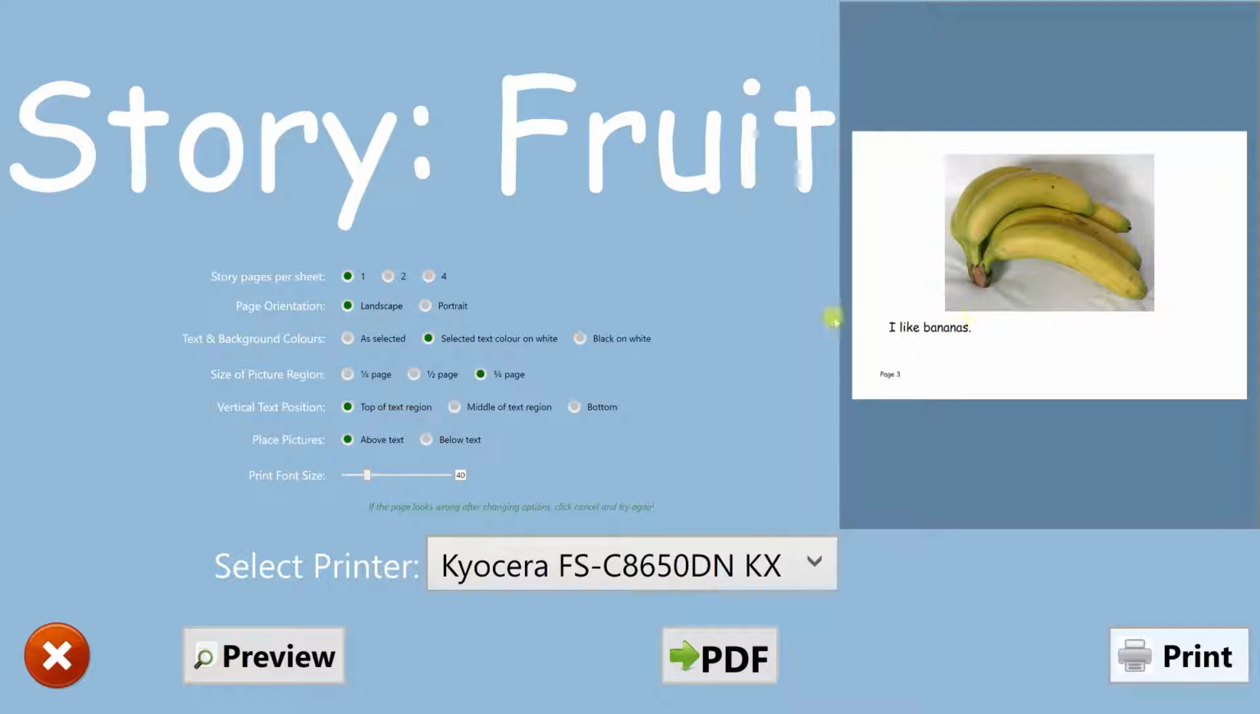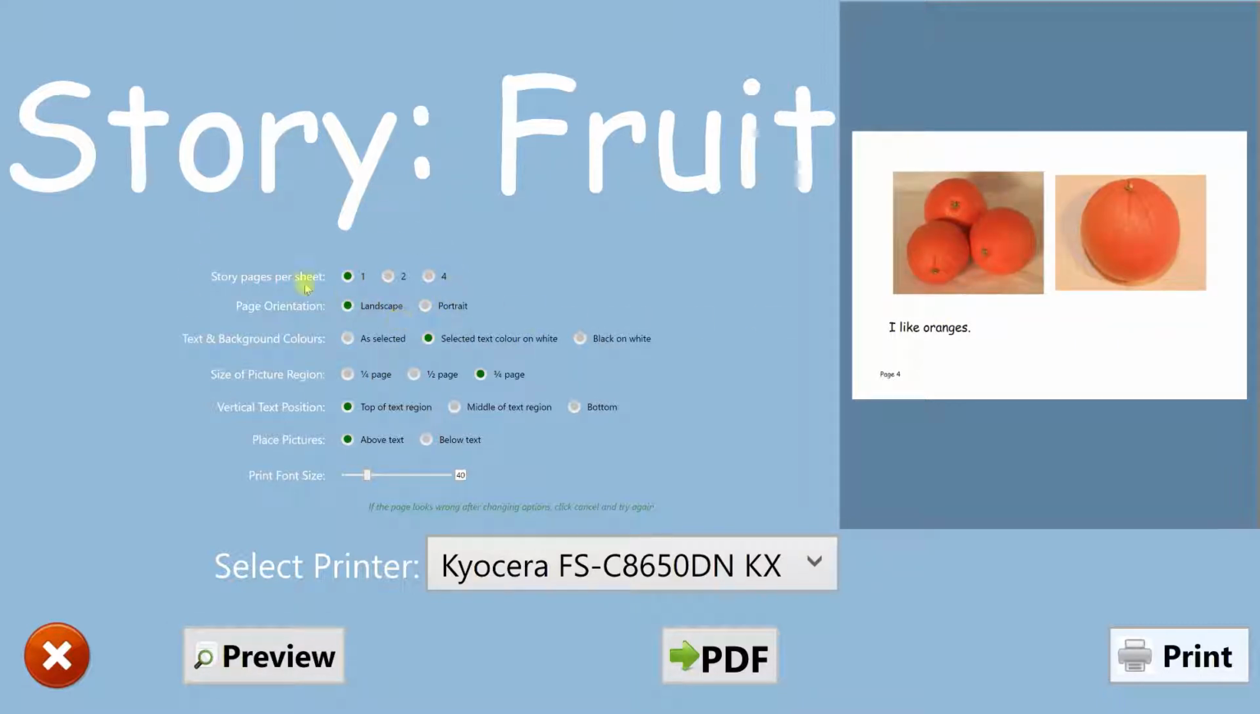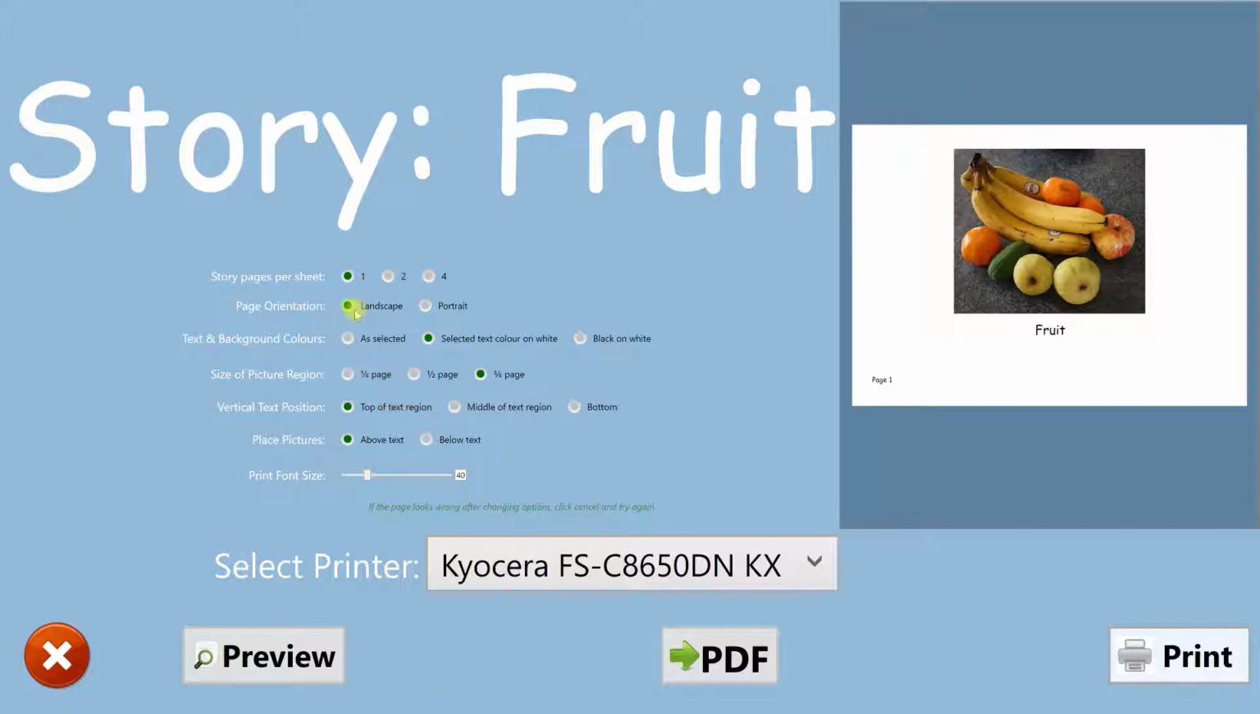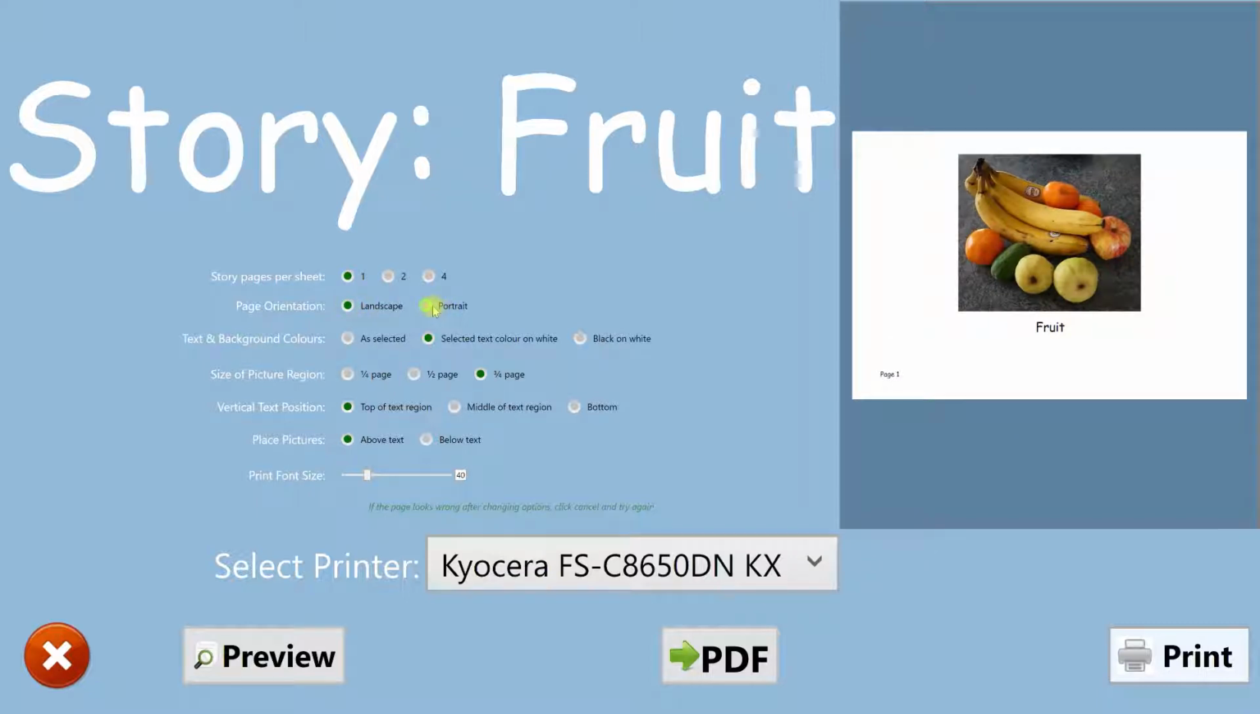And you can see, you can change some things about the story, how many sheets per page, whether the page orientation is landscape or portrait, the colours as selected, you can change those, the size of the picture region, if you want big pictures or smaller regions, and then how you want the text positioned as well. You can change all that, and you can even change the font size in this as well. So there's lots of flexibility, and then once you're happy with what you've got, just hit the print button and away you go.